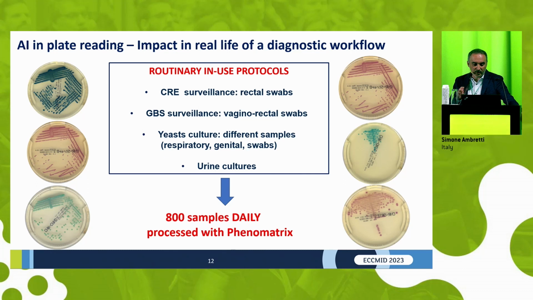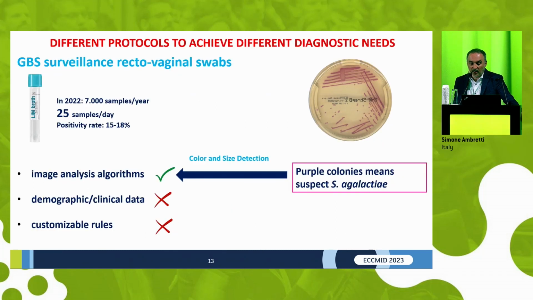And I'm going to briefly describe all these protocols. We developed different protocols to achieve different diagnostic needs, starting from the simplest protocol, the GBS surveillance protocol, that is a simple image analysis algorithm able to recognize from a selective chromogenic medium colonies suspected as Streptococcus agalactiae based on color and size detection of the Phenomatrix protocol.